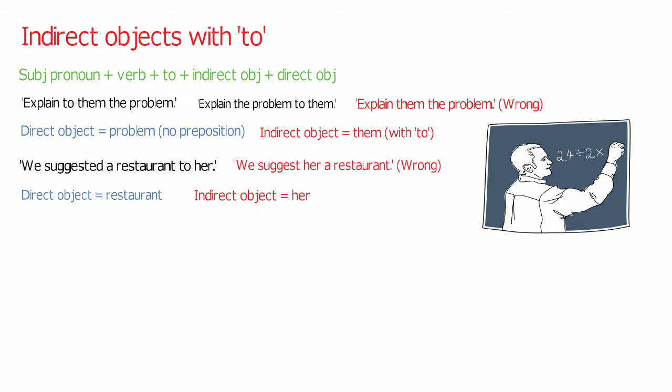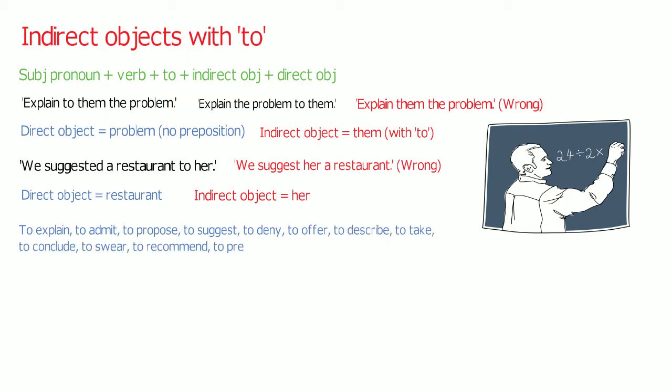Verbs that follow this pattern include to explain, to omit, to propose, to suggest, to deny, to offer, to describe, to take, to conclude, to swear, to recommend, and to present. A list of all these verbs can be found in the lesson notes below.